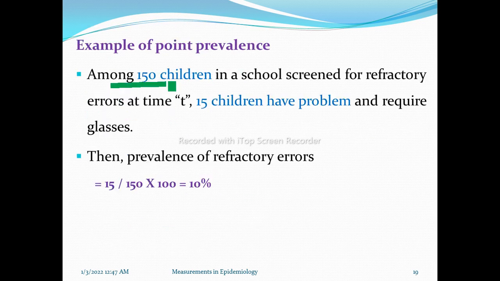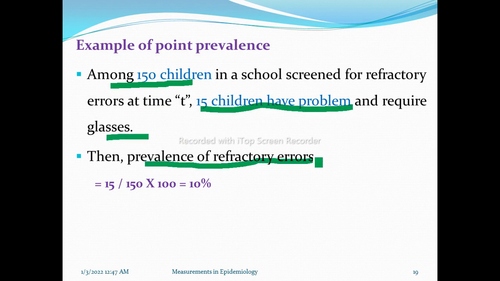As an example, among 150 children in the school screened for refractive error at time t, 50 children have the problem and require glasses. What is the prevalence of refractive error? Since it is asked at time t, it is point prevalence. So the number of cases is 50. The total population in the class is 150. So 50 over 150 times 100 is the point prevalence. So it is 33%.